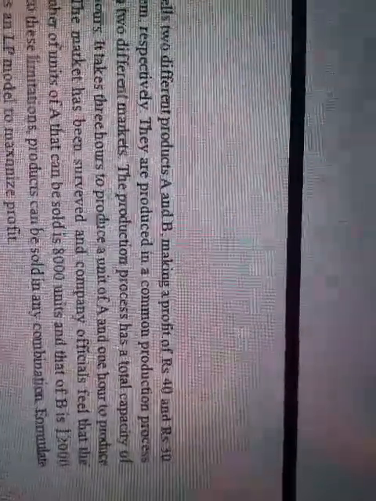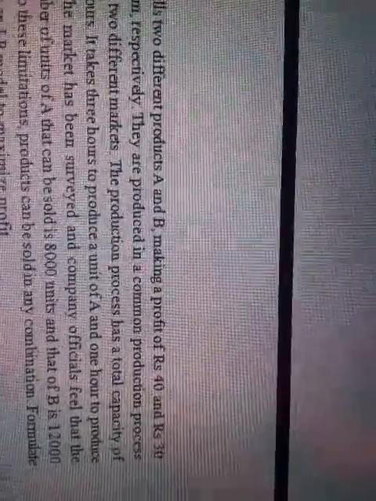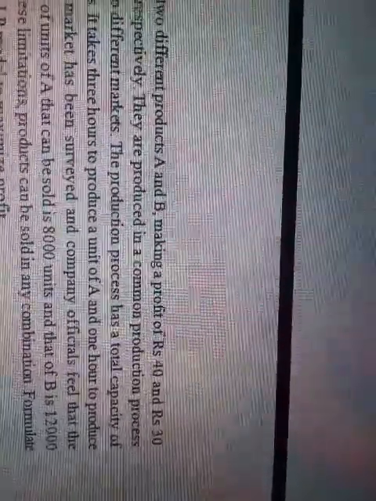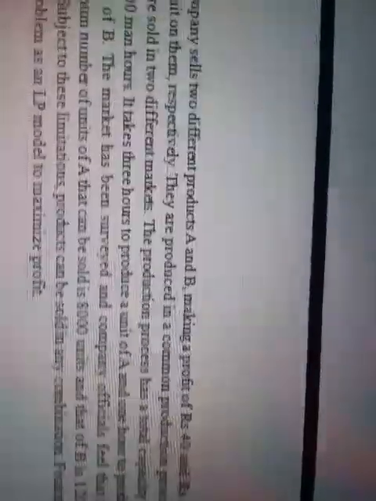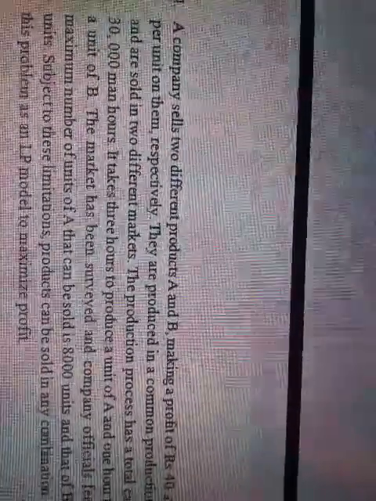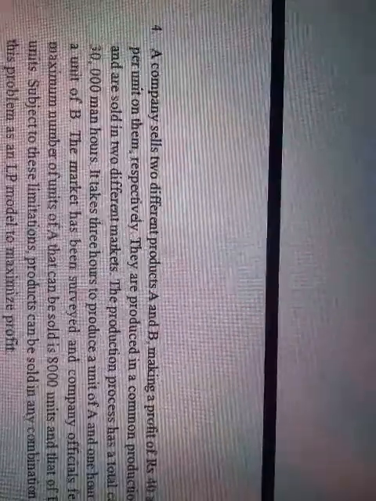They are produced in a common production process and are sold in two different markets. The production process has a total capacity of 30,000 man hours. So you have to take less than or equal to 30,000. It takes 3 hours to produce a unit of product A and 1 hour to produce a unit of product B. So that is one constraint.